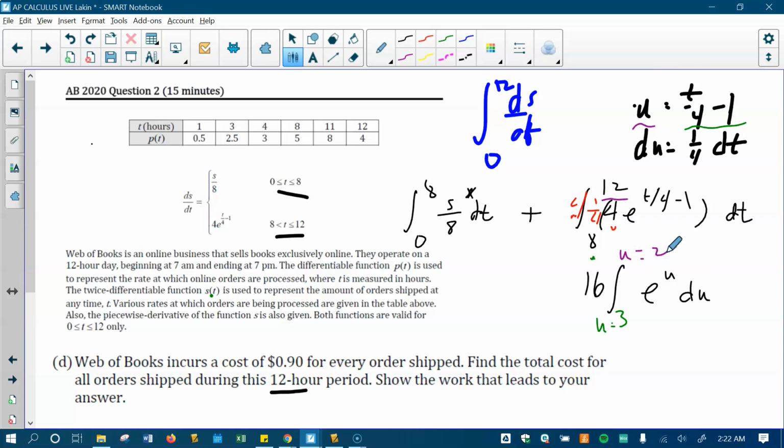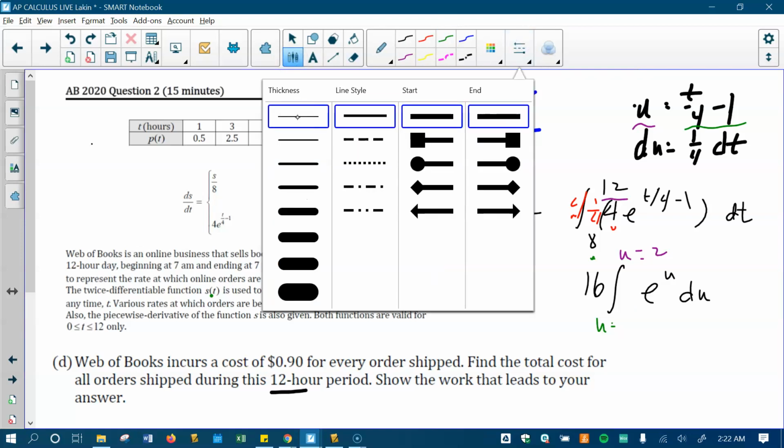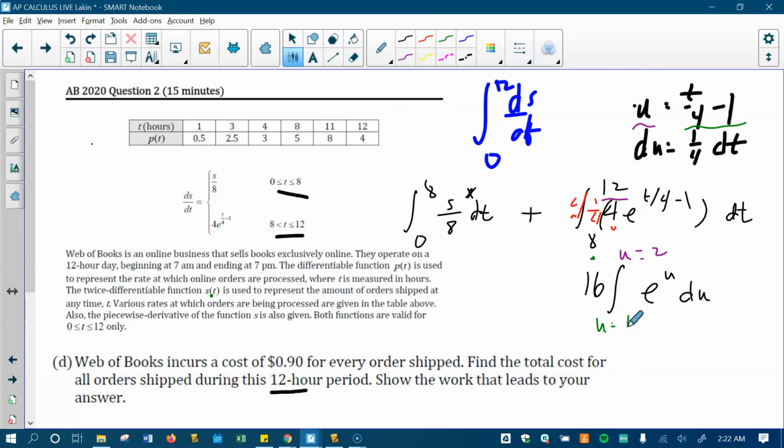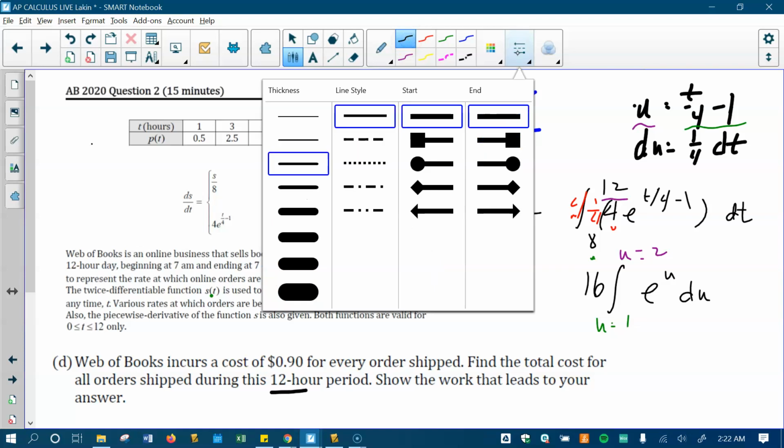When I plugged in 8, I believe this u is equal to 1. So let's just change that. And that makes sense. So u is equal to 1. So now I can evaluate this integral.